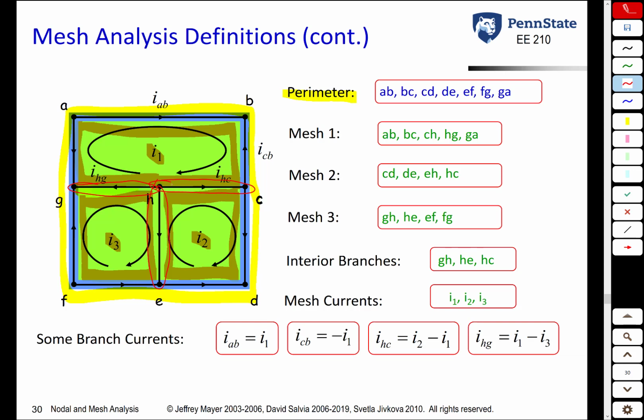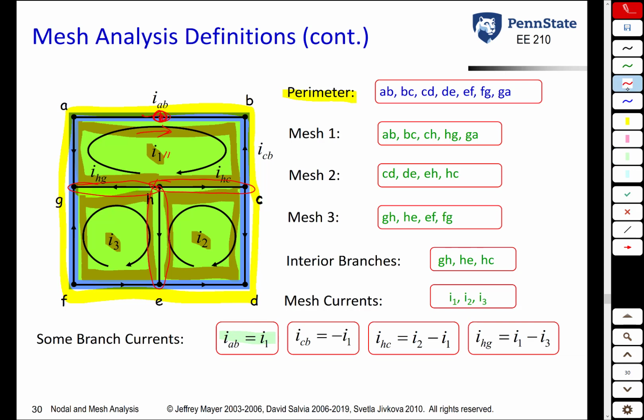So how do the branch currents relate to the mesh currents? Remember, the mesh currents are the variables we're going to be using. The branch currents are the physical currents in the circuit. So let's look at IAB. IAB is a branch current. It's a current through this branch of the circuit. Because it is a perimeter branch, IAB is the same as the mesh that it's connected to. So it's the I1. So IAB is equal to I1. Notice I1 is clockwise, and so it goes in this direction, which is the same orientation as IAB. So IAB is just equal to I1.